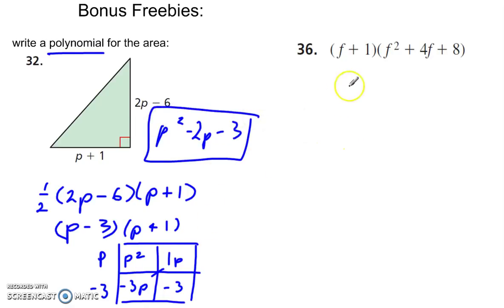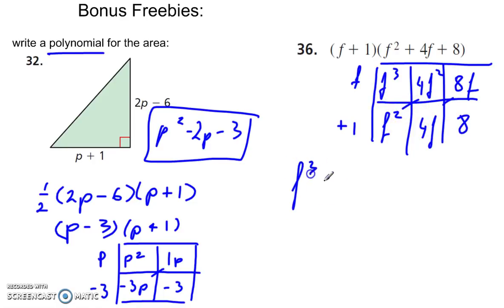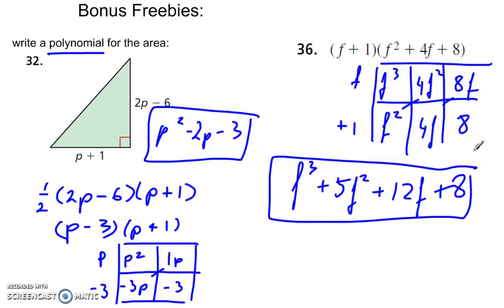Make sure to write down the work for this. Line this up, f plus 1. Make a little box. F to the third, 4f squared, 8f, f squared, 4f, 8, and then combine like terms. That gives us f to the third plus 5f squared plus 12f plus 8. Boom. There you have it.